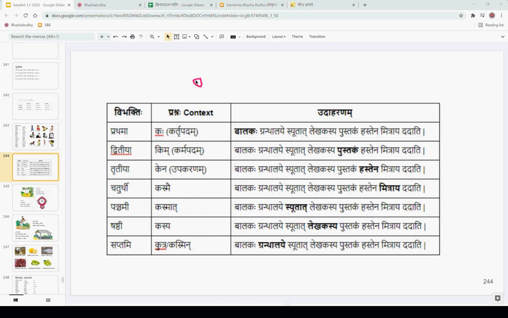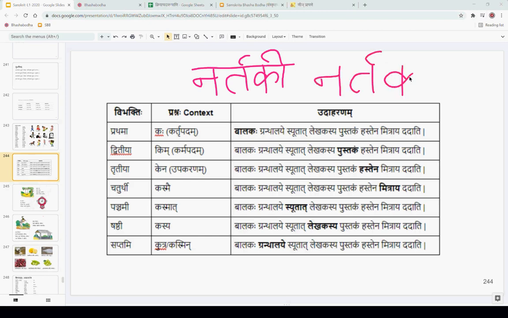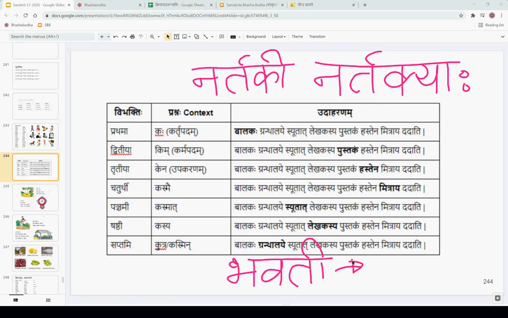Then if it is like a Nartaki, Nartakyaha. Nartaki, Dirgha Ikaranta, Strilinga Shabda, like Bhavati. Like Bhavati was there, Bhavati means you, the Strilingam. So Bhavati becomes Bhavatyaha. Bhavatyaha nama kim asti, Bhavatyaha gruham kutra asti.